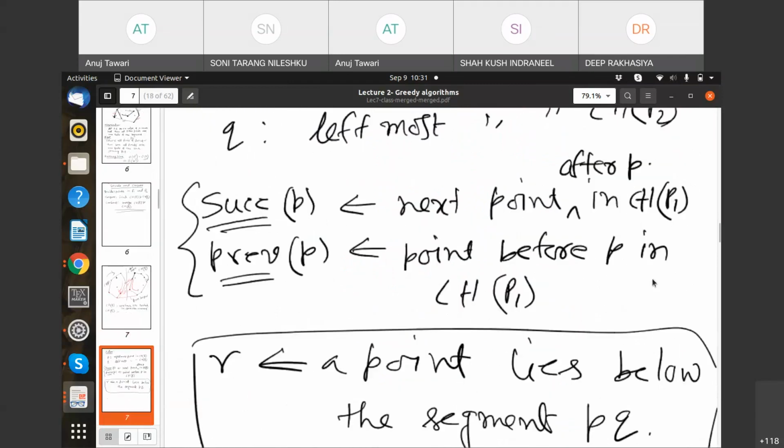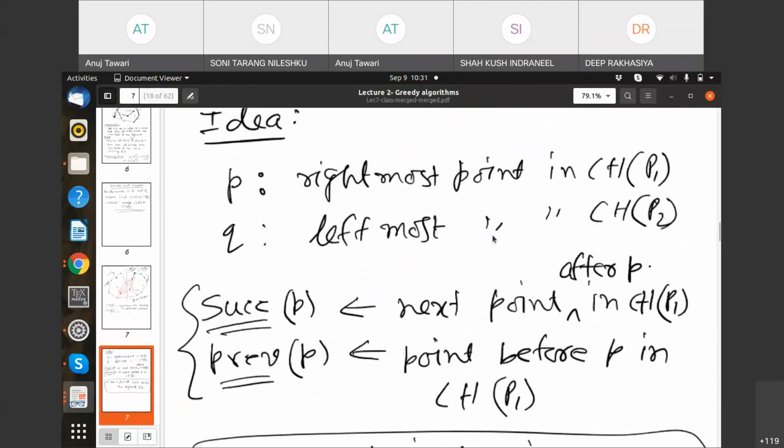So this is just pseudocode. Let P be the rightmost point in the convex hull of P1, and Q be the leftmost point in the convex hull of P2. And what we want is... we look at the successor point of P, which is the next point after P, and the previous point of P, which is the point before P in the convex hull of P1.